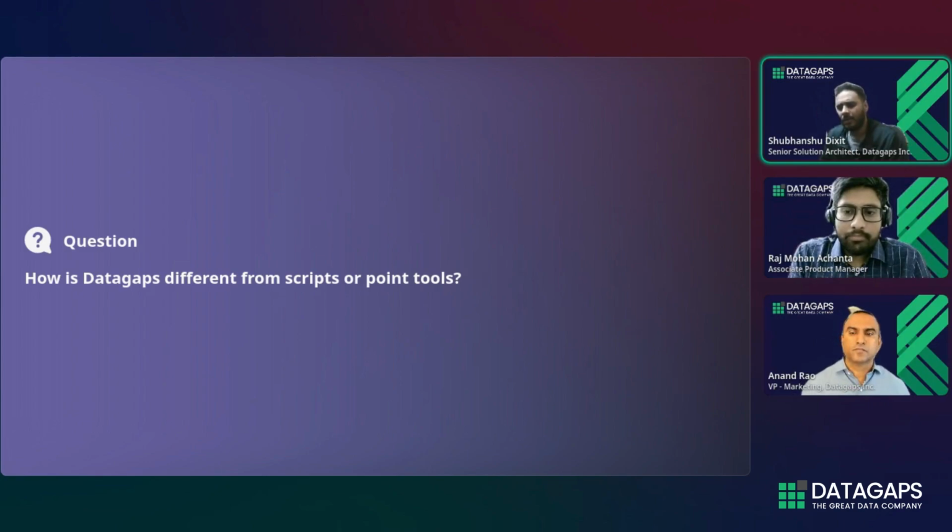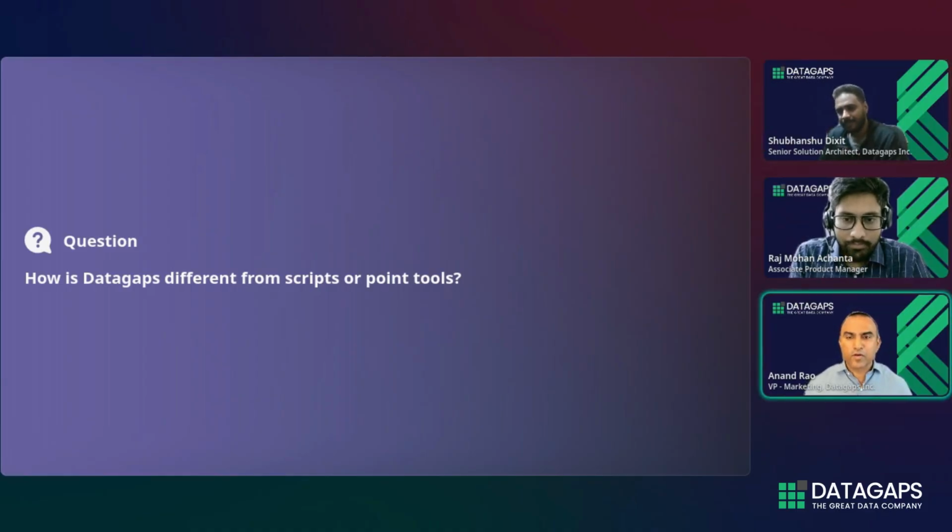And more importantly, the application is also going to take care of automatic test case generation. When you're creating scripts, you have to create them and you have to maintain them. When you're using the application, you just have to point exactly at which objects you want to create this particular set of test cases, and the application takes care of all the rest. So these are a few ways in which the application is very different from scripts or point tools.